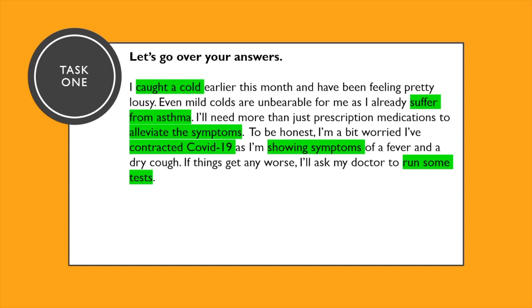The verb noun collocations in this activity are to catch a cold, to suffer from asthma, to alleviate the symptoms, to contract COVID, to show symptoms, and to run some tests. So how many of those were you able to find?